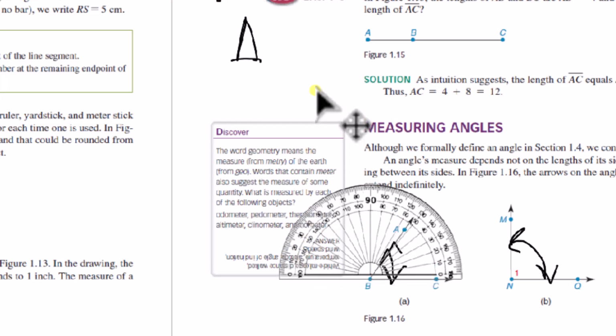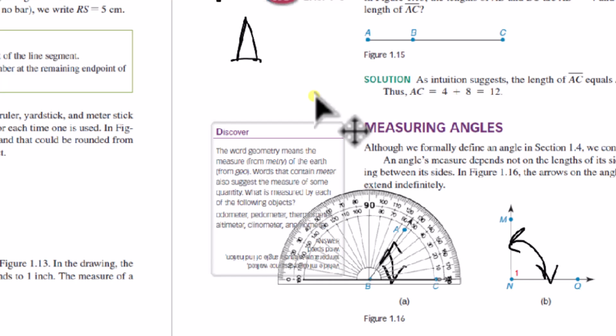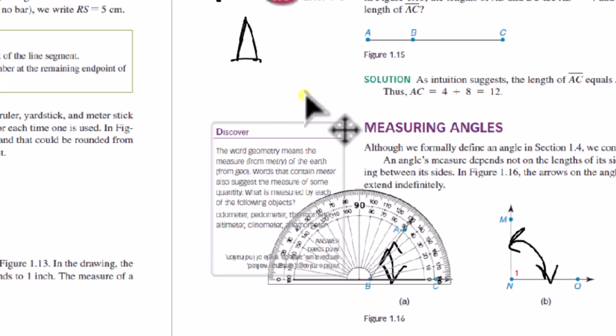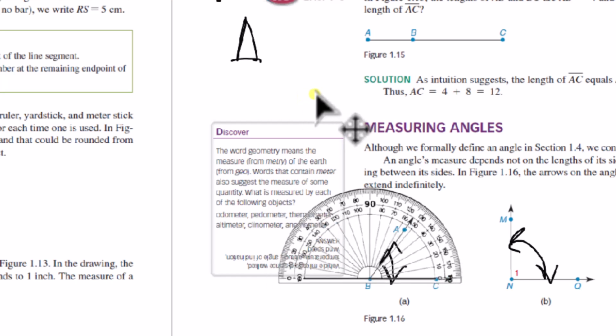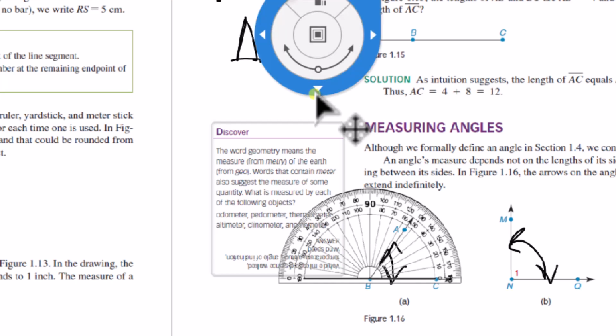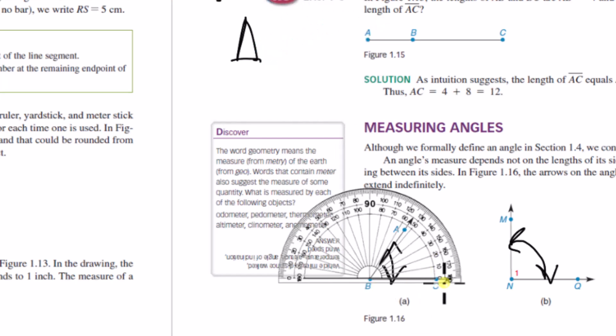Or this is not correct. You have to line up the vertex at the vertex point, and then put the 0 line on the protractor in line with one of the straight lines of the angle, and then you can read off this is about 55 degrees. And we could have done it, used either of the sides.